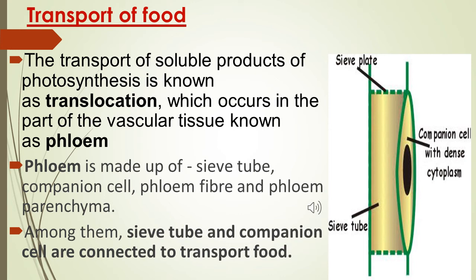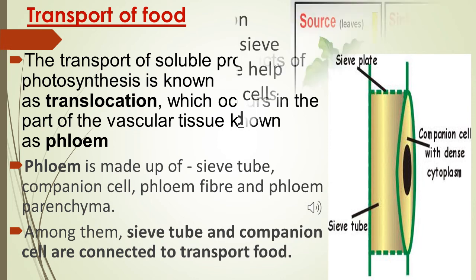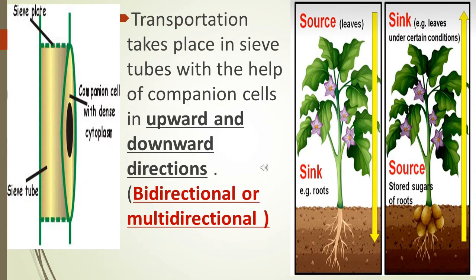Translocation occurs in phloem, and phloem is made up of four kinds of cells: sieve tubes, companion cells, phloem fiber and phloem parenchyma. Among them, sieve tubes and companion cells are concerned with transport of food, or translocation. Transportation takes place in sieve tubes with the help of companion cells.